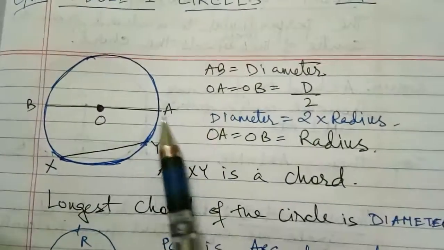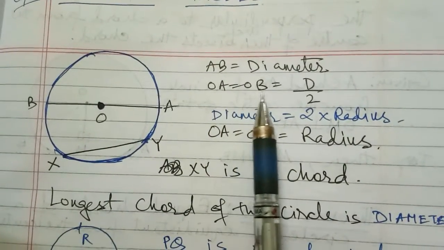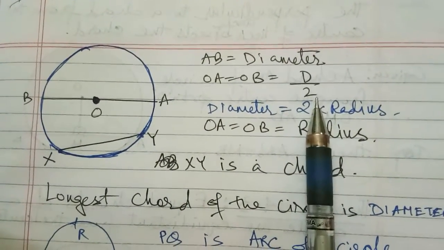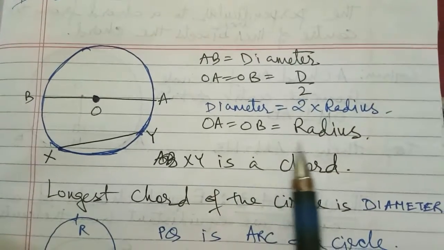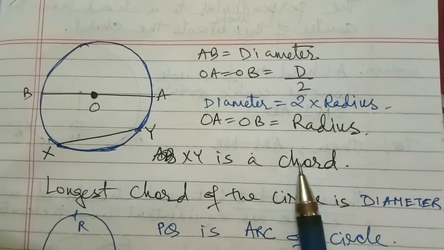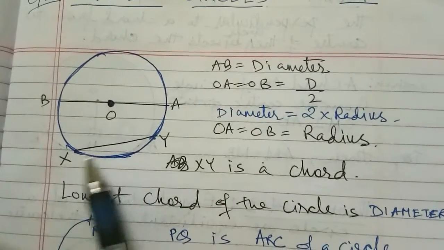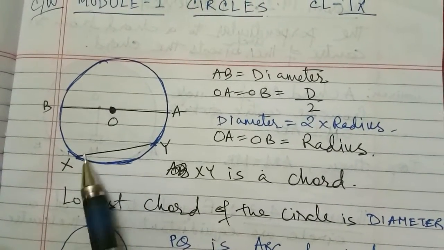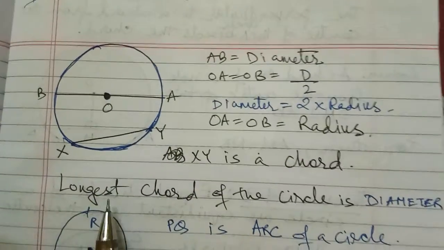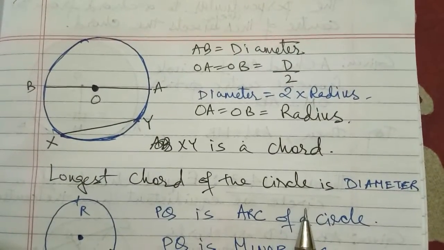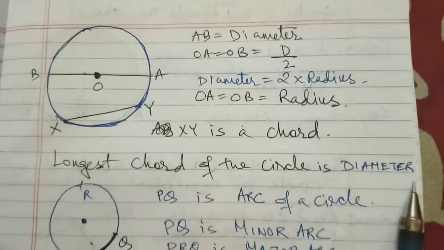AB is the diameter I have drawn over here, and OA and OB equal d by 2. That is the radius. Then diameter, you find out 2 into radius, we know this one. OA and OB are the radius. XY is the chord. Chord is what? When a line is touching both points on the circumference of the circle, we can say this is a chord. Here it is written: the longest chord of a circle is the diameter.